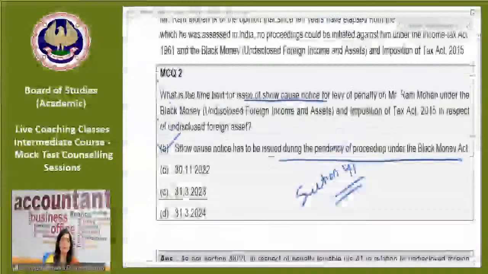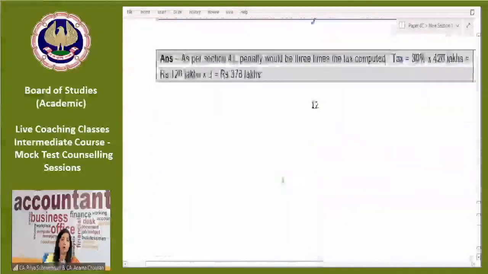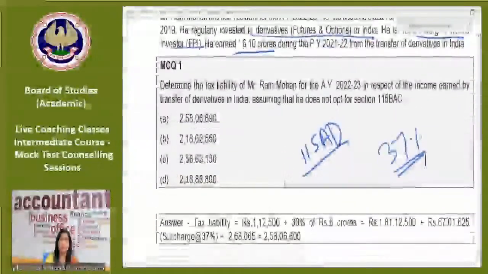See, in the facts, if you see, 72 years he is mentioned. Since he is a non-resident, he is not a senior citizen, and the higher basic exemption limit would not be available to him. Accordingly, the basic exemption limit of 2,50,000 has to be applied and tax has to be computed.